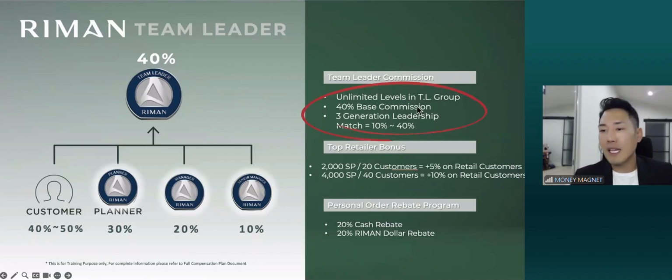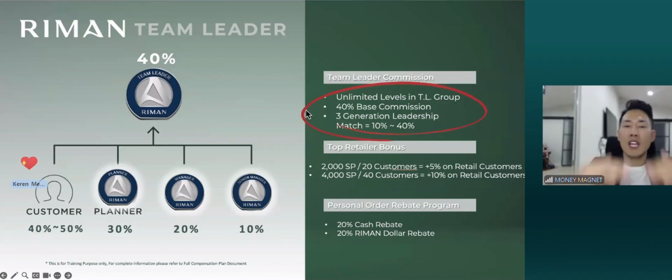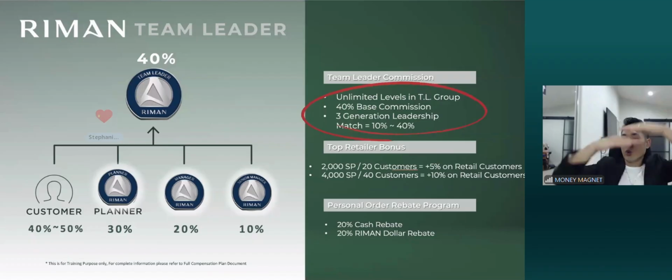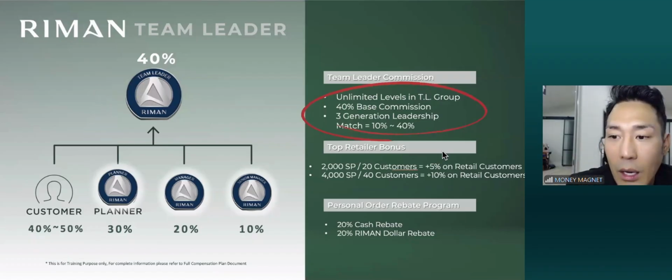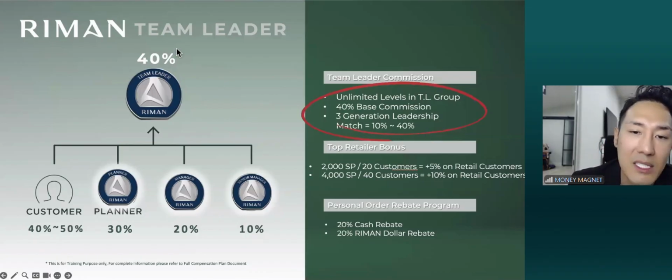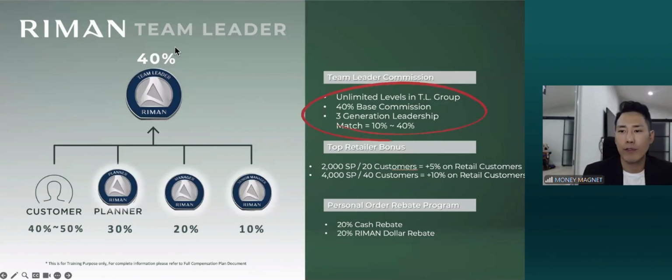Unlimited levels in team group literally means that in your whole organization downline, up until the next team leader in your downline, in between that entire organization in depth, you're going to be paid check match, differential pay, and you will be promoted as a team leader with a 40% differential pay. So anything you buy or sell, you're going to make 40 to 50% straight off the top.